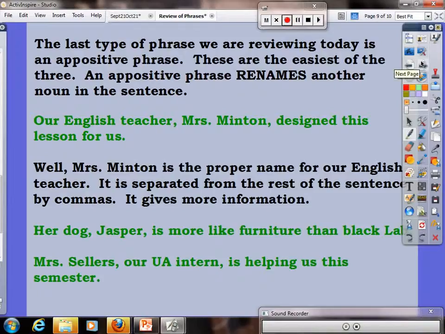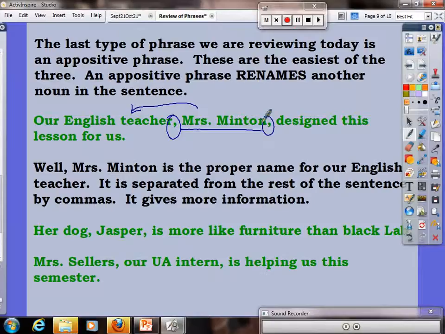The last type of phrase we're reviewing today is an appositive phrase. These are the easiest of the three. I think most of you got this when we talked about it earlier in the week. An appositive phrase renames another noun in the sentence. So our English teacher, Mrs. Minton, designed this lesson for us. Mrs. Minton describes English teacher. Mrs. Minton is the proper name for our English teacher. It's separated from the rest of the sentence with these lovely commas. And it gives more information.